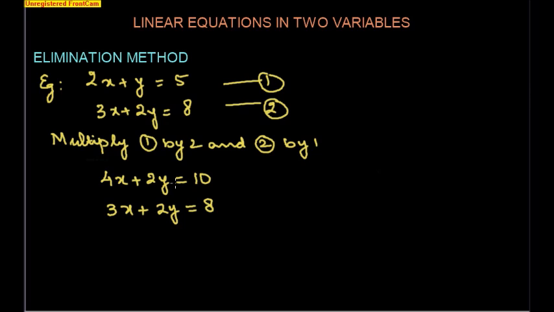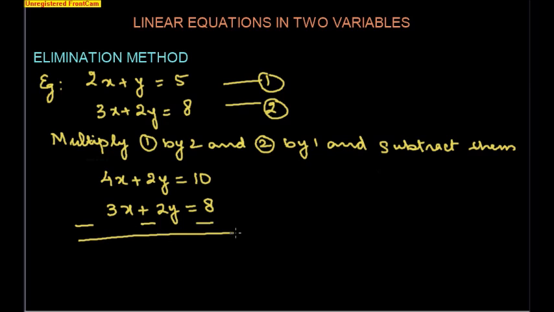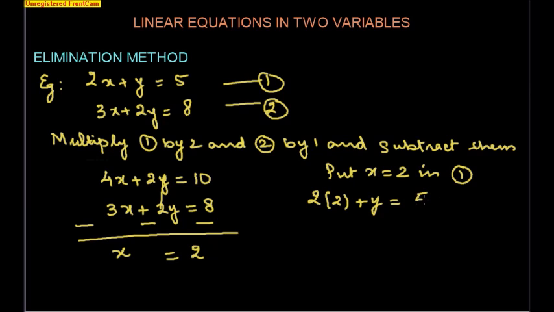If you see the signs in front of the y, they are the same. So to cancel it, we need to subtract them. So we write down, when you subtract them, I change the signs. So I get 4 minus 3 as x. This gets cancelled and here I get 2. Now I put x equal to 2 in the first equation. So I get and y comes out to be 1.